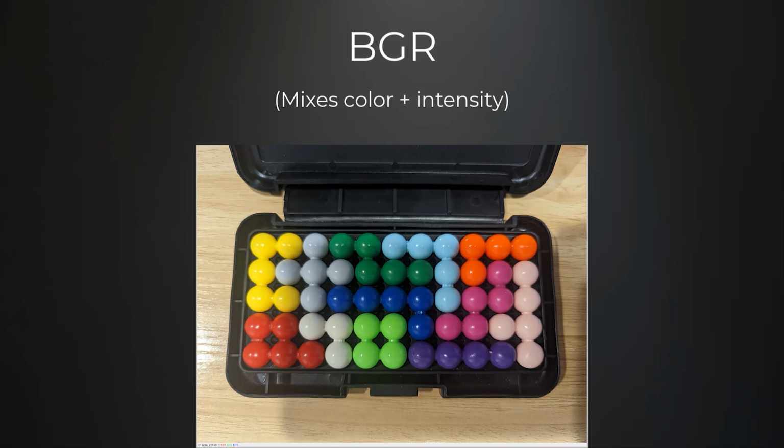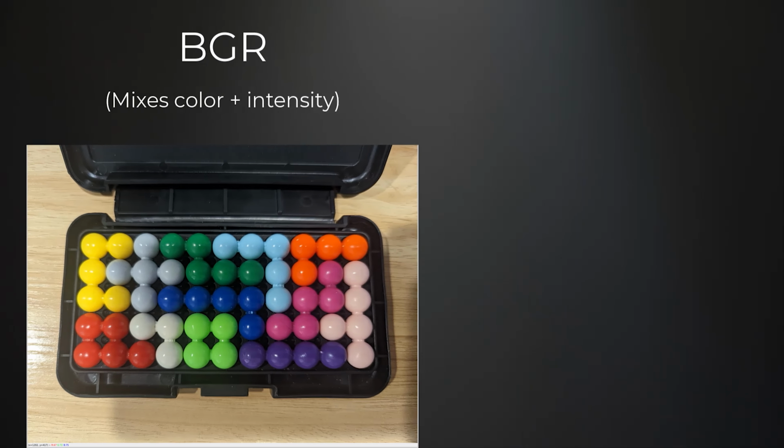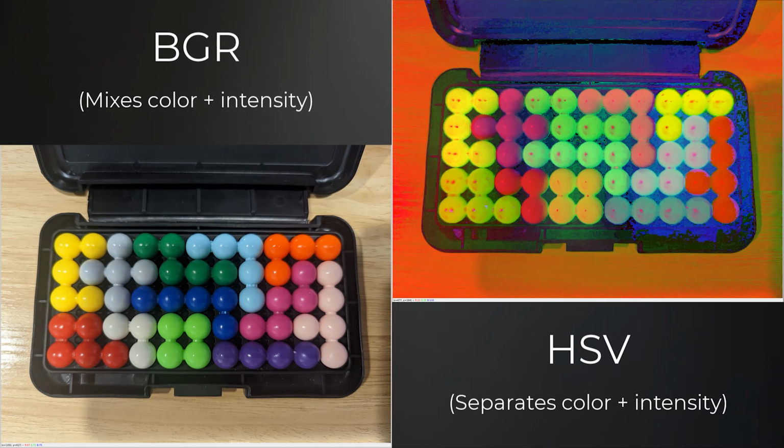So I think I know why the color detection has been so inaccurate. I've been trying to detect the colors using BGR, which mixes color and intensity, and that means it's more sensitive to lighting. Instead, I should be using HSV, which will separate the color and intensity, so it's less sensitive to the lighting. I think if I modify it to be in that color format, it'll probably be more reliable.